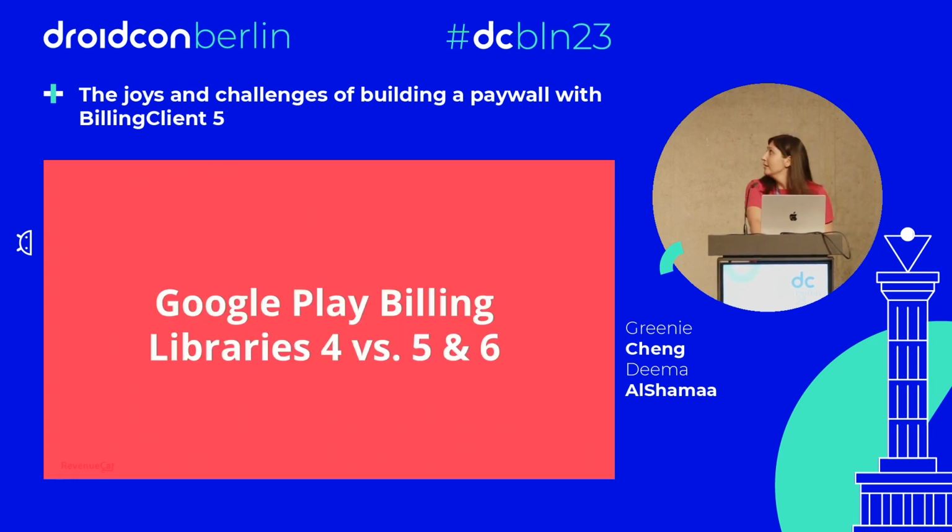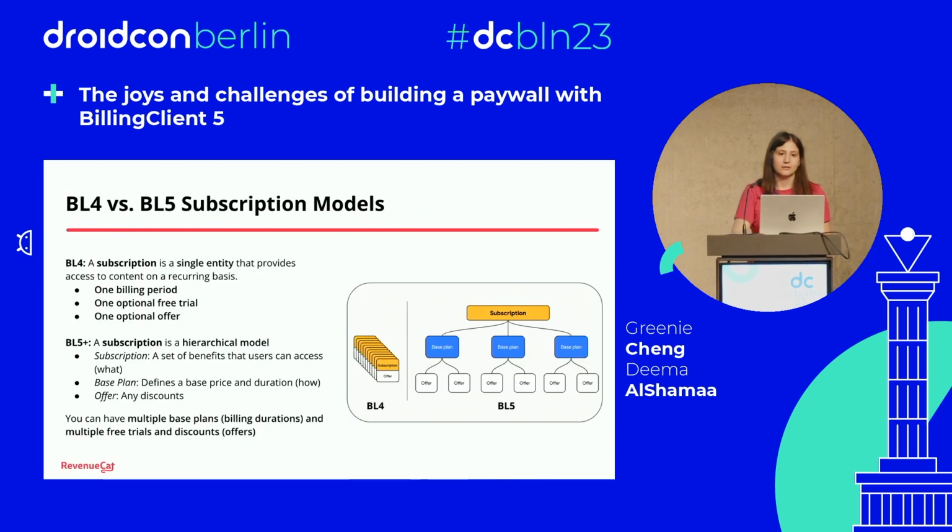So what is the subscription model for Billing Library 4 and Billing Library 5? In Billing Library 4, you can think of it as a single entity. So you only have one billing period. You only have up to one optional free trial, up to one optional offer. So let's say I'm trying to sell a newspaper app, right? And I want people to be able to buy weekly, monthly, or annual subscriptions. Under V4, I actually have to go and create 3 separate subscriptions, and underneath them, whatever offers I have, out of the 2, the free trial and the offers.